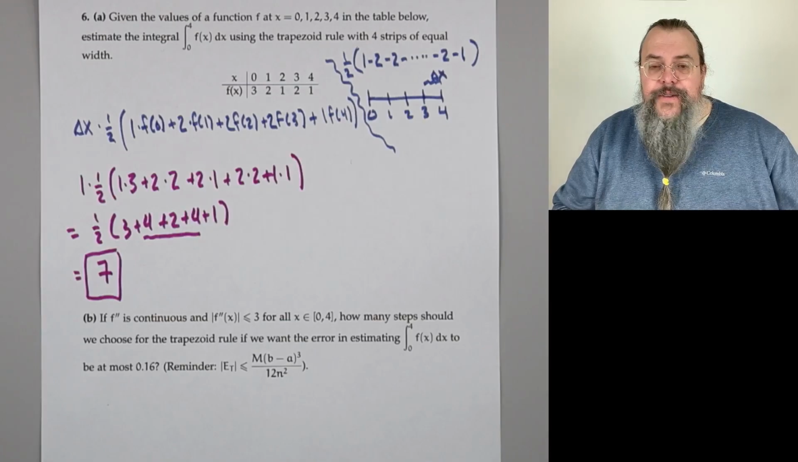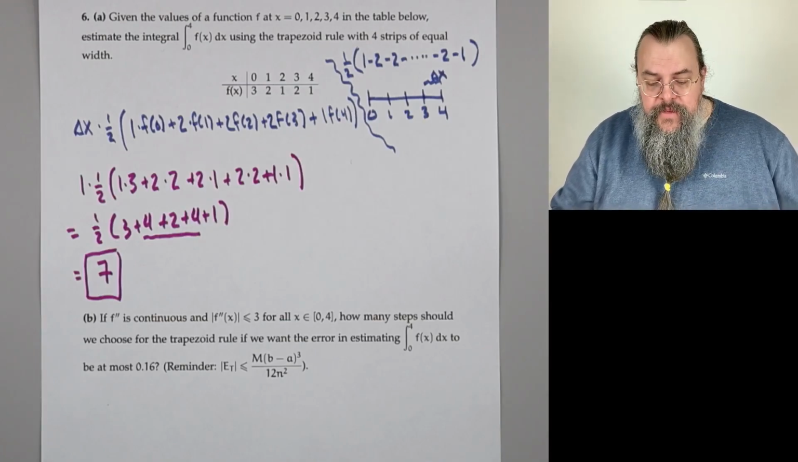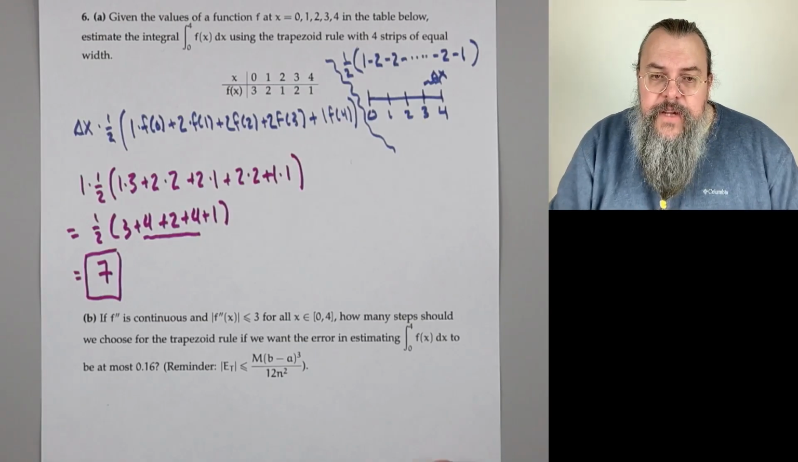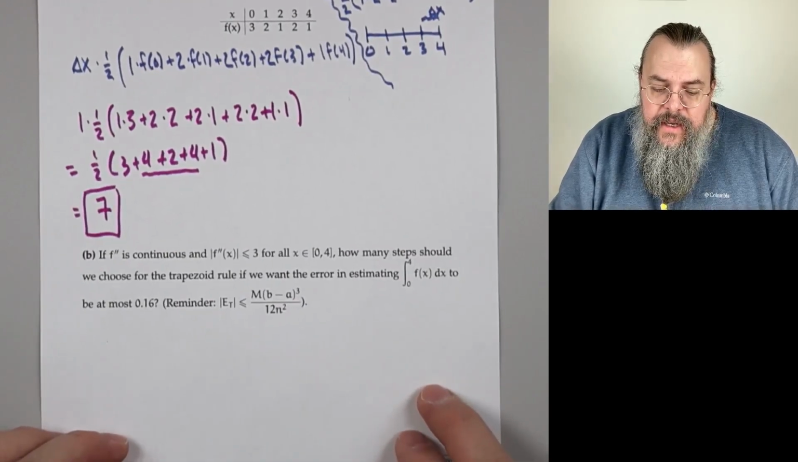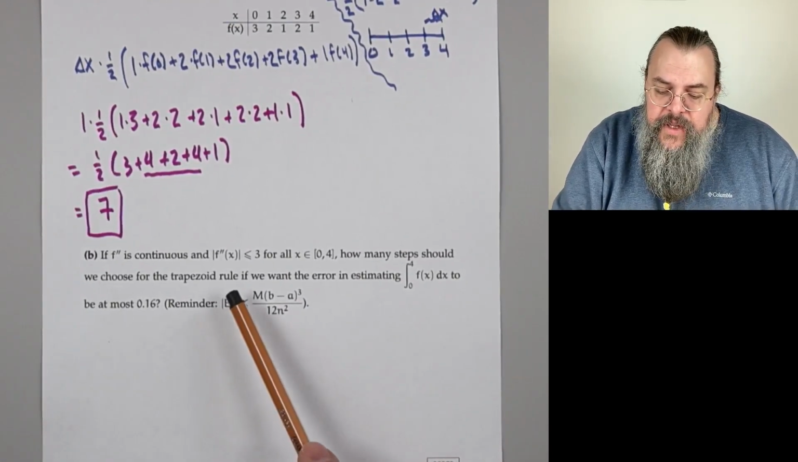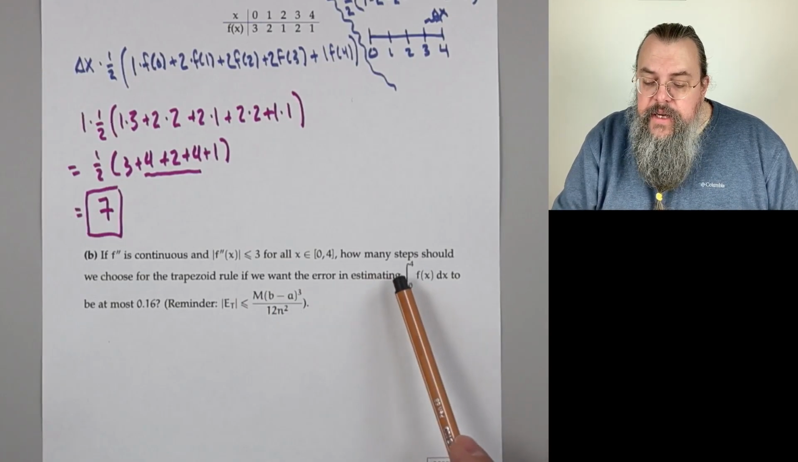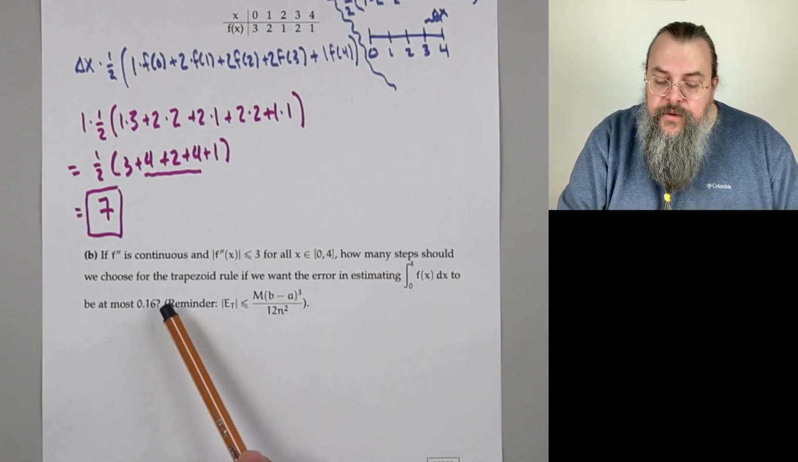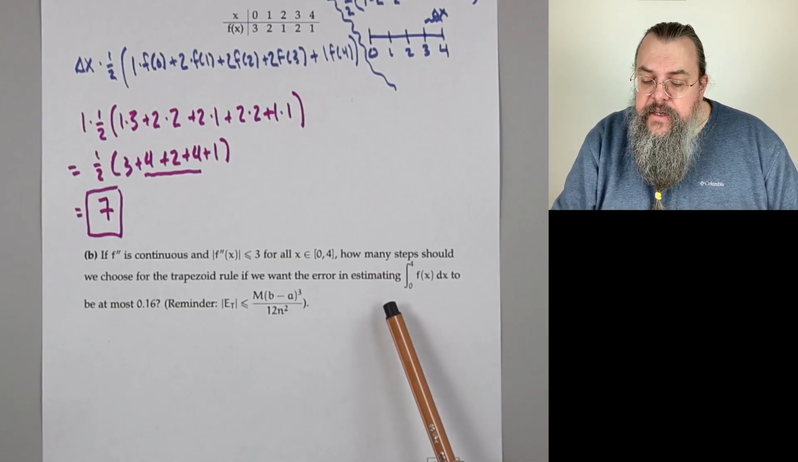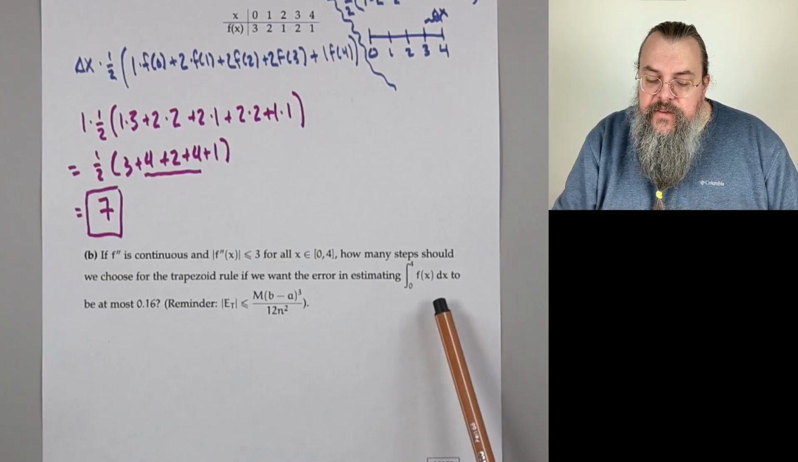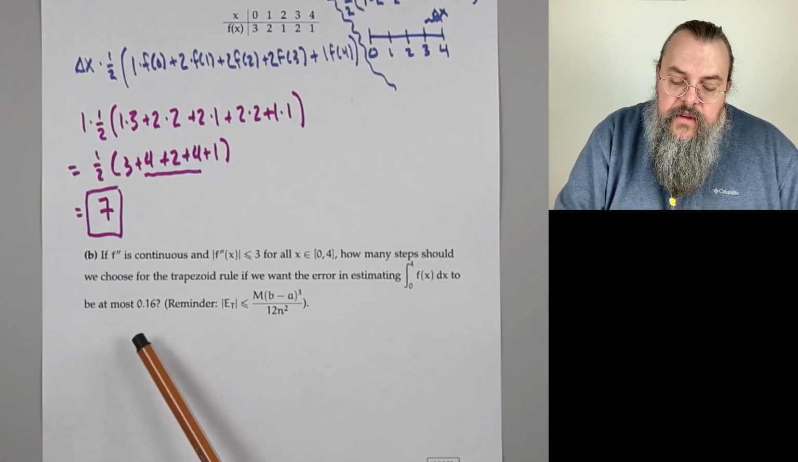All right, so now on to part B. If f double prime is continuous and f double prime is less than or equal to 3 for all x in 0, 4, how many steps should we choose for the trapezoid rule if we want the error in estimating the integral from 0 to 4 of f of x dx to be at most 0.16?